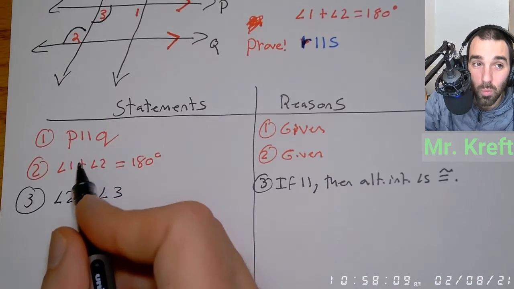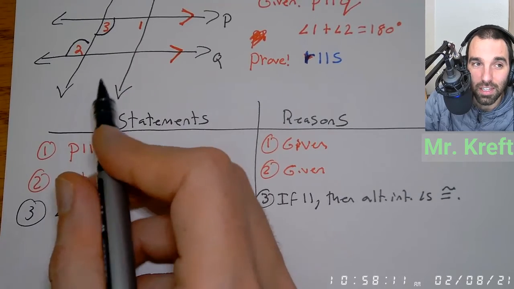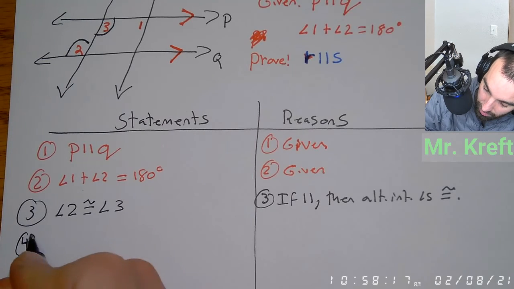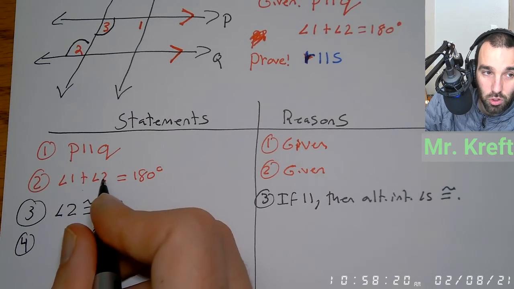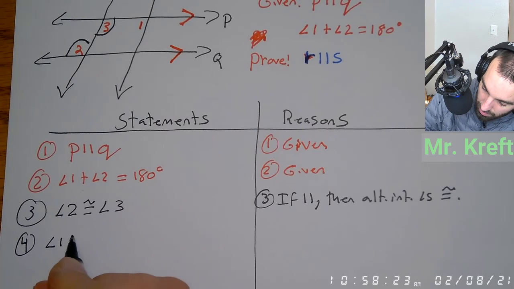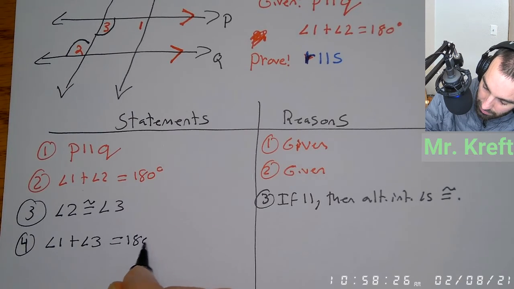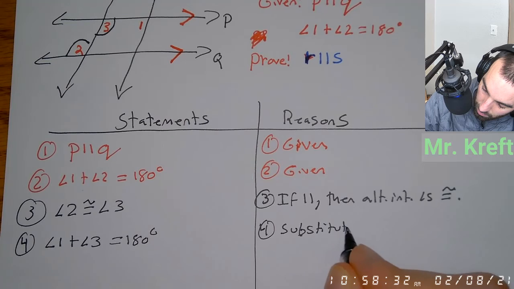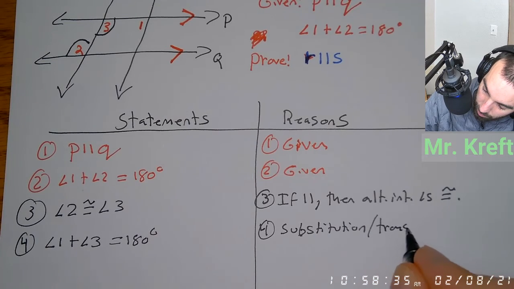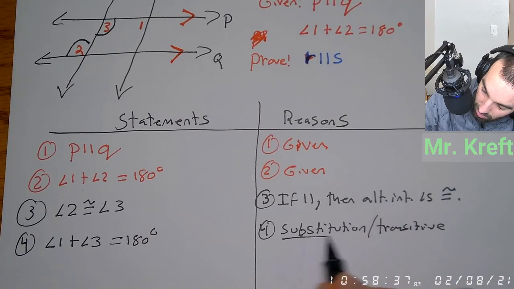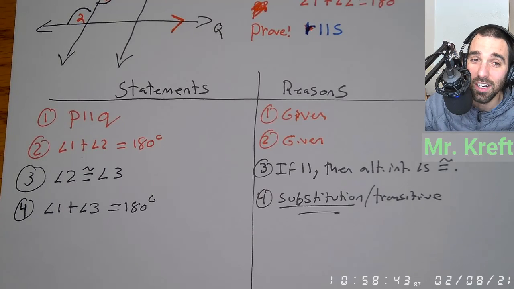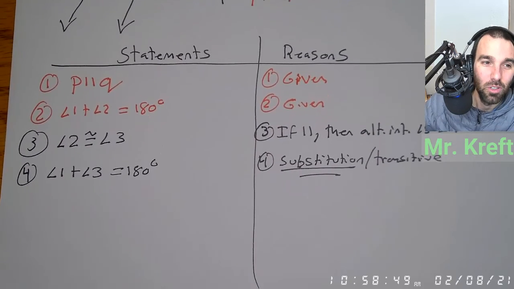Just like our last problem, we're going to do a little combination now. I want 1 and 3 to add up to 180. So my next step is I'm going to replace 2 with 3. I'm going to say angle 1 plus angle 3 equals 180 degrees. And my reason there is substitution. If you write transitive, that's going to be okay, but there's definitely a correct one because you're going to be doing book homework. So substitution and transitive. And remember, you get unlimited guesses in the book homework. So if you guess one, just guess the other. There you go.